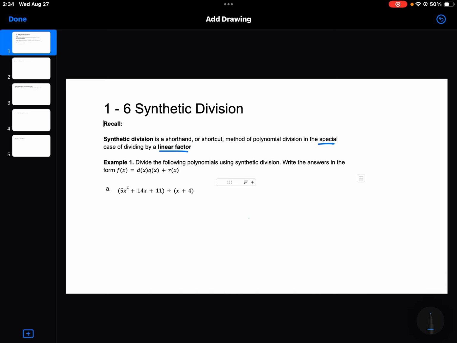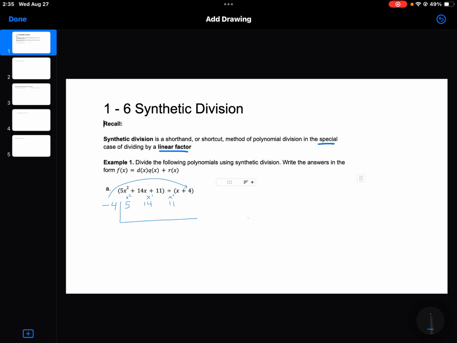So if we are going to do this, I'm going to write down a long division bracket, but upside down. I'm going to put the inverse of whatever is in this bracket. So here I've got x plus 4. On the outside of my long division bracket, I'm going to put minus 4. And then I'm going to write the coefficients across the top here, making sure I've got all the signs. I don't need any of the x's, but they do have to be in descending order. So this is the x squared column. This one is the x column, and then this one is the x to the 0, or constant column.